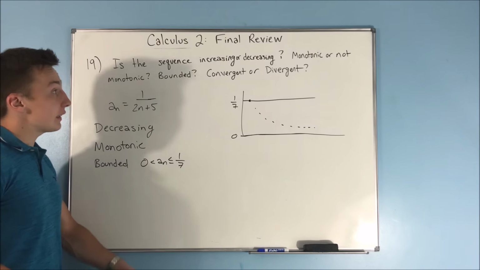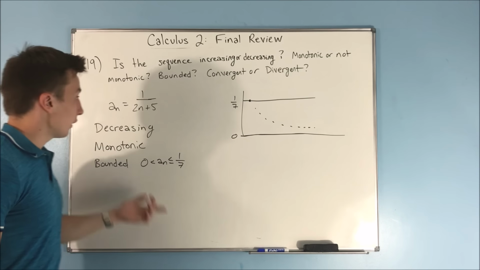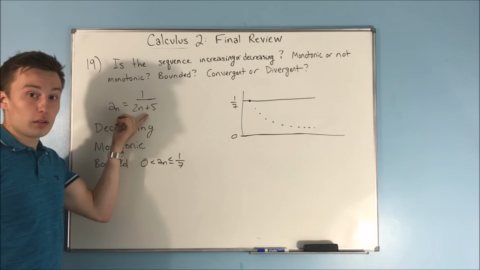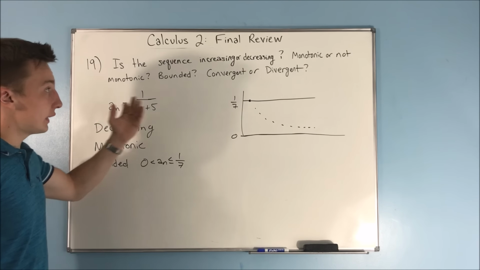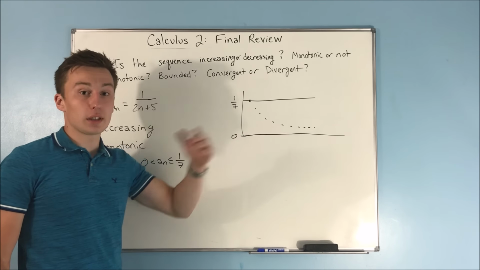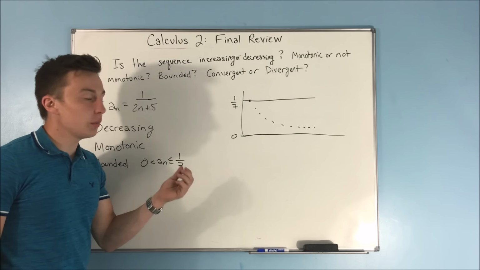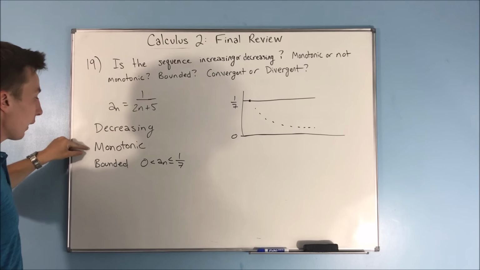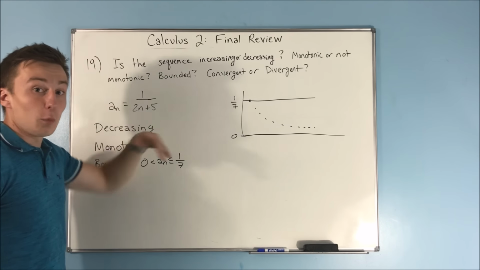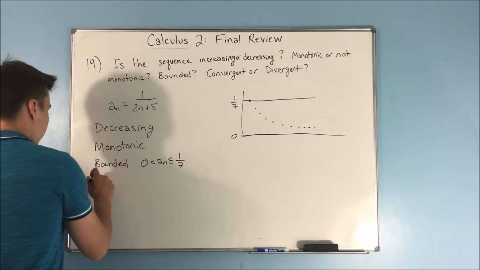All right. Now, lastly, is this convergent or divergent? Now, normally you could take the limit as n approaches infinity of your a sub n and then see if it's going to converge to anything or it's going to diverge. And you still could do that here. But here's something we do know. It's monotonic and it's bounded, which means that it's going to be convergent by the monotonic sequence theorem.